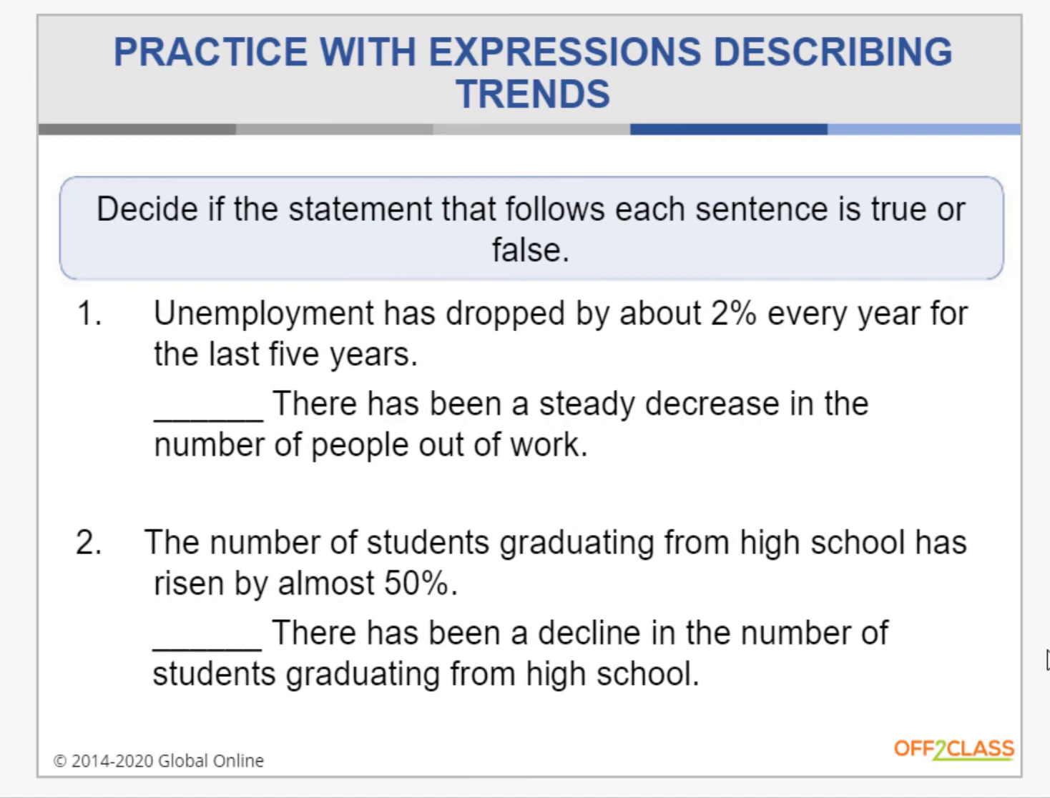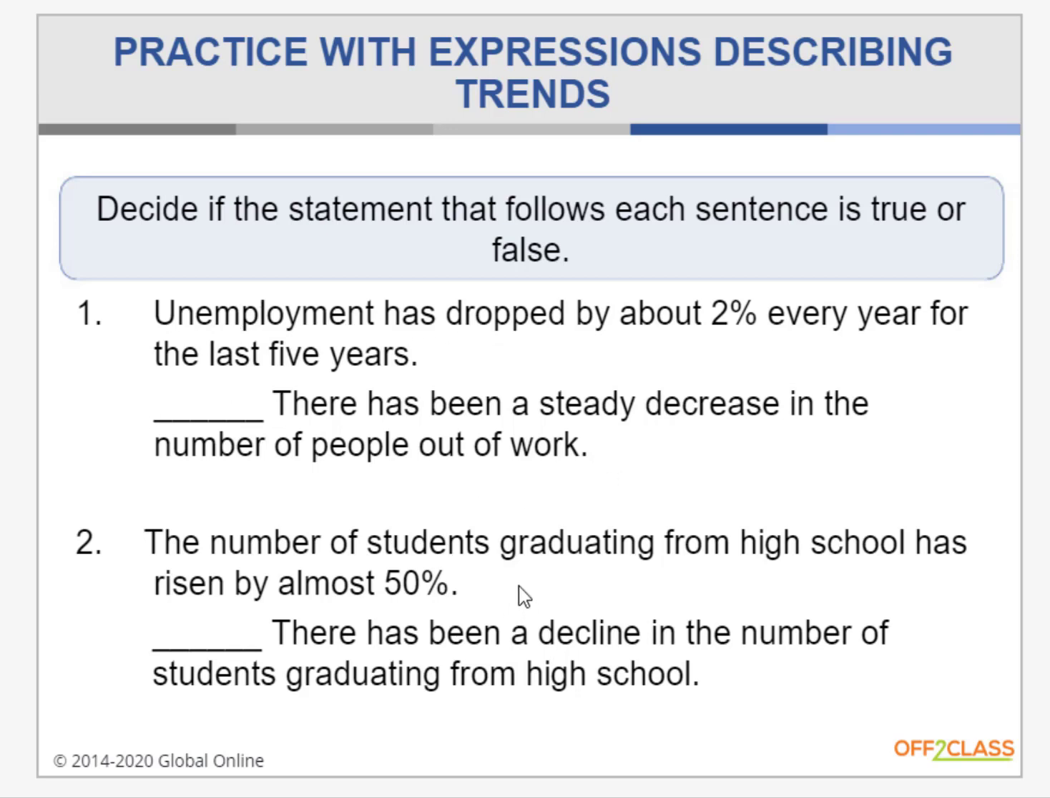So now I want you to practice with expressions describing trends. Decide if the statement that follows each sentence is true or false, right? So, unemployment has dropped by about 2% every year for the last 5 years. There has been a steady decrease in the number of people out of work. Is that true or false, based on this sentence?